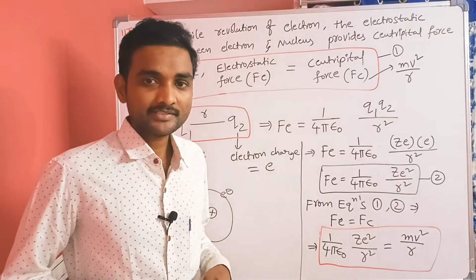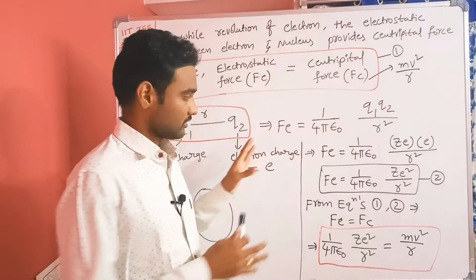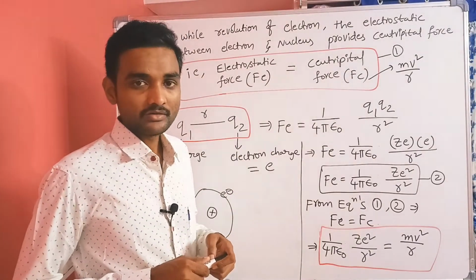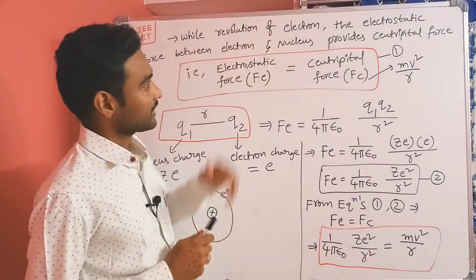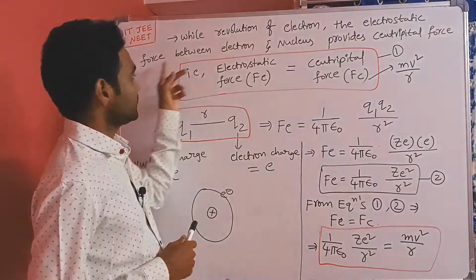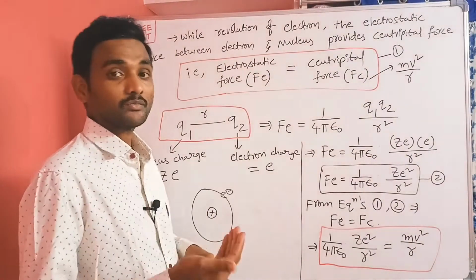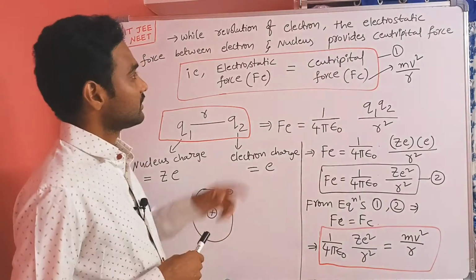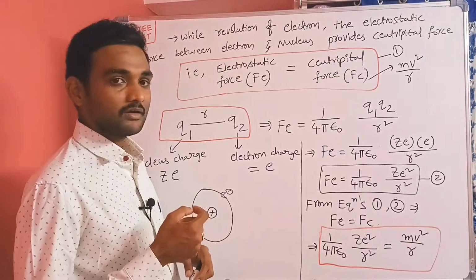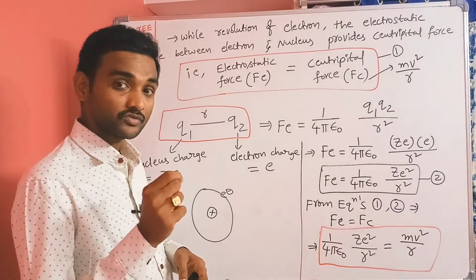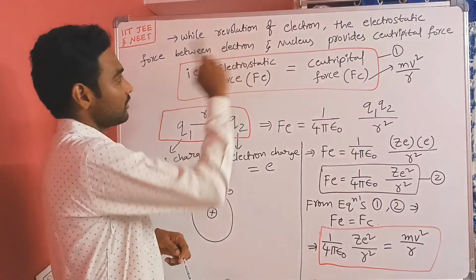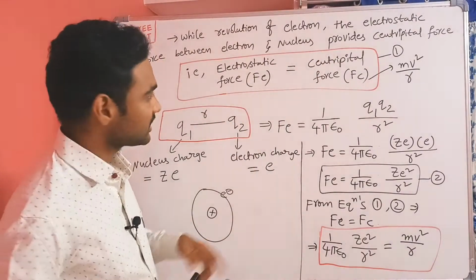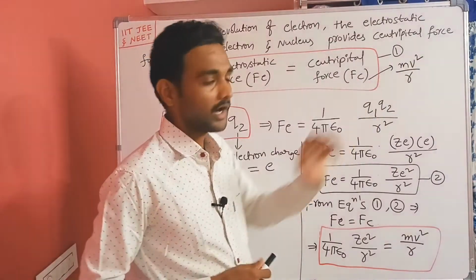Now let me discuss the next point. This point is useful in the calculation of the radius of the orbit. While the electron revolves, the electrostatic force between the electron and the nucleus provides the centripetal force. Remember this point. From this we can write: electrostatic force is equal to centripetal force, where centripetal force is mv square by r.